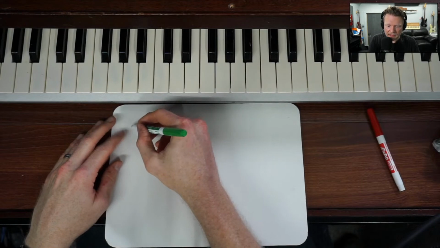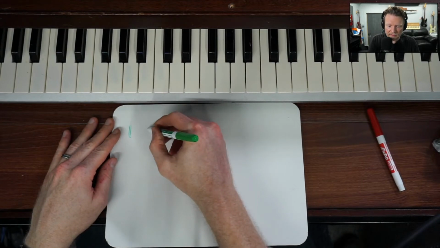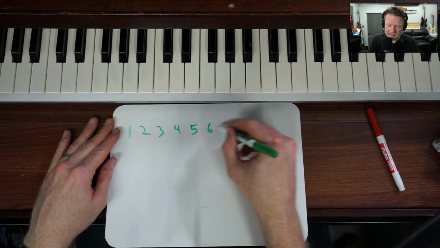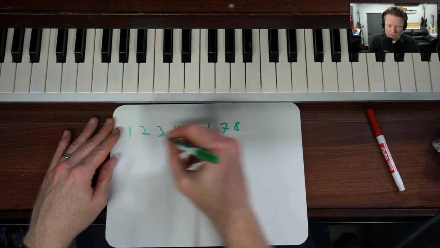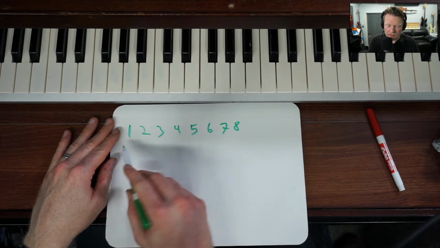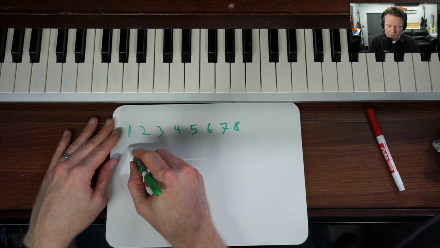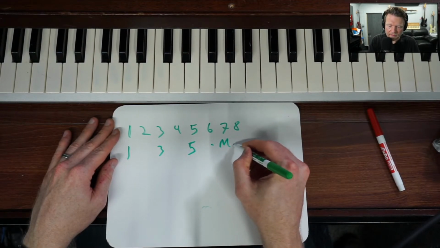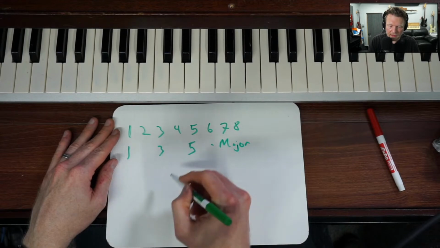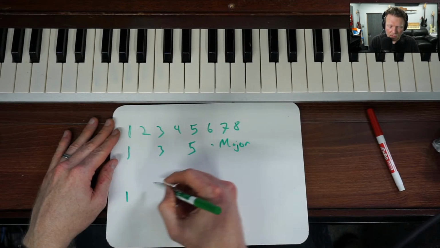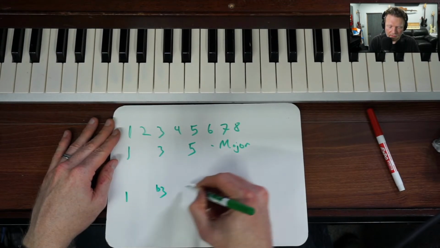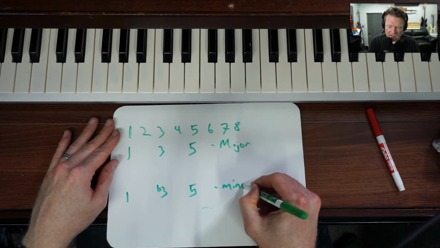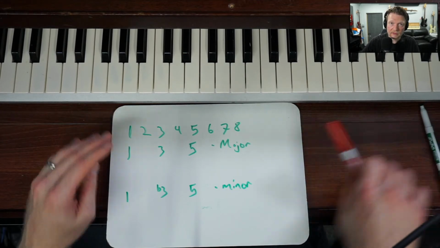So again, we have our scale, whatever it is. Taking a look at our previous lessons, your major chord is going to be the 1, the 3, and the 5. That's major. And then your minor chord is going to be the 1, the flat third, and the 5. And that's going to be minor. And then again, I'll write it in different colors. It's a little bit easier to see.